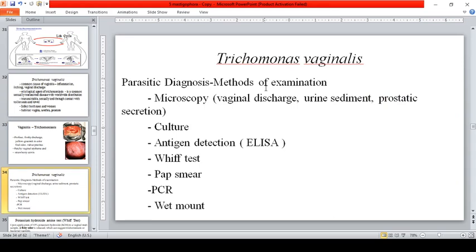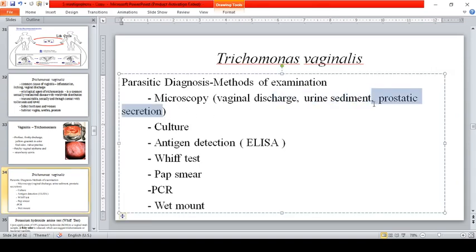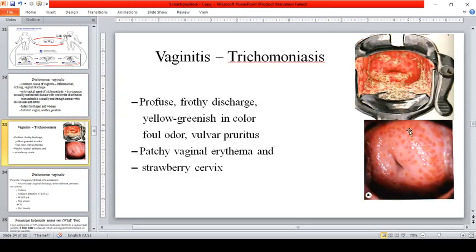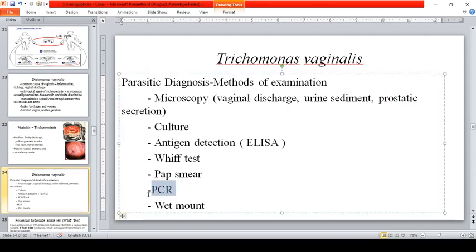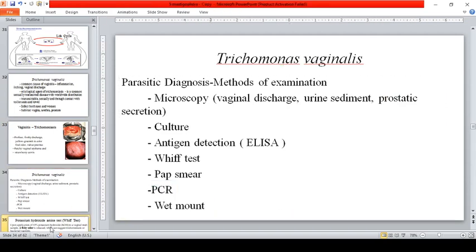So parasitic diagnosis methods of examination: microscopy with vaginal discharge, urine sediment, and prostatic secretion for men. Okay? Possible din naman ang culture. Okay? Antigen detection using ELISA, whiff test. Okay? So yan yung aamoy-amoyin, but this is not routinely done anymore. Pap smear, yung pag-open ng vaginal canal, okay, with the use of this equipment, and getting samples. PCR method, polymerase chain reaction, as well as wet mount.